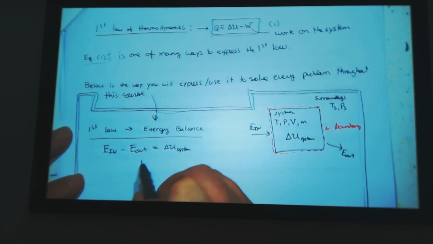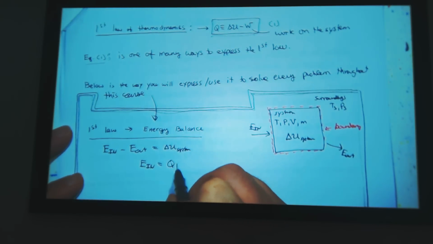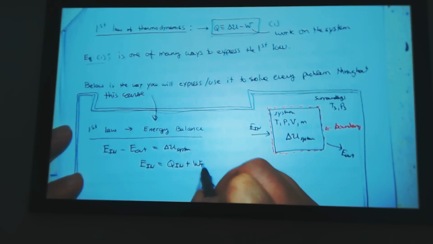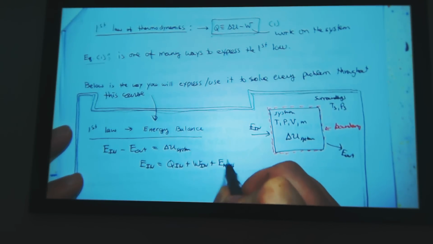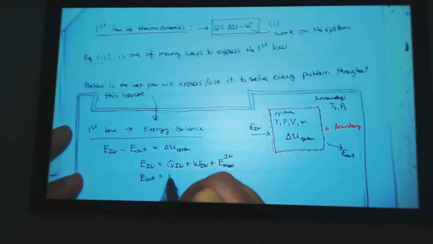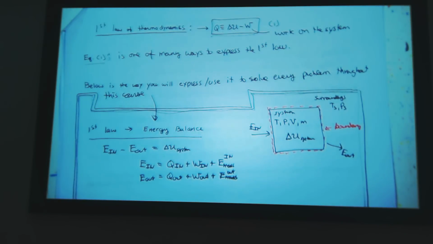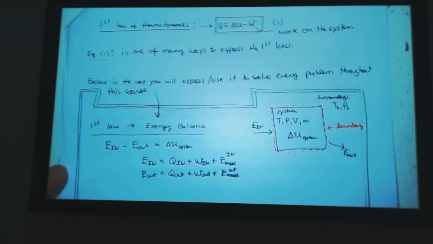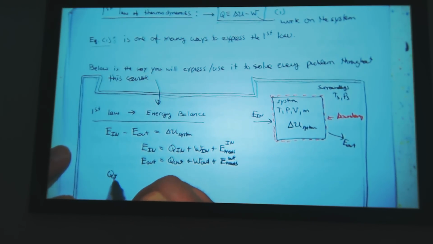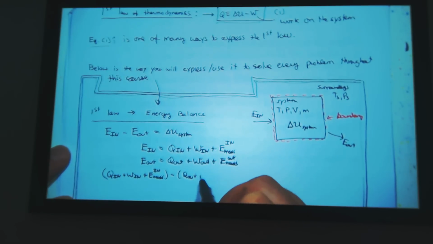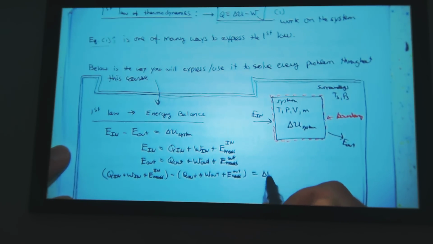Now coupled with this, I can write energy in is equal to the heat in plus the work in plus the energy associated with mass in. And I can write the energy out is equal to the heat out plus my work out plus the energy associated with mass out. So I can plug this into here and that into there. So let's just do that. So I have Q in plus work in plus energy associated with mass in minus heat out, work out, plus energy associated with mass out equals the change in internal energy in my system.